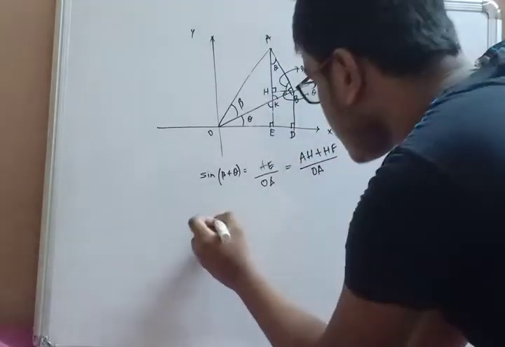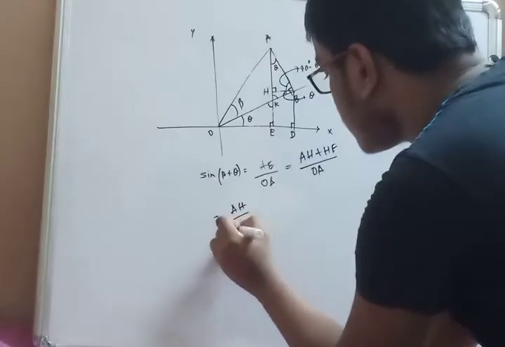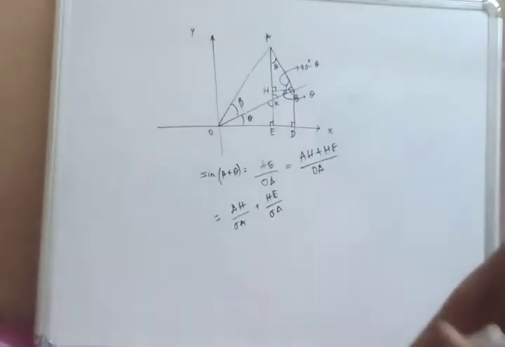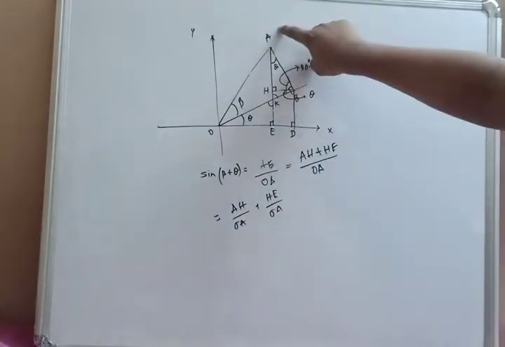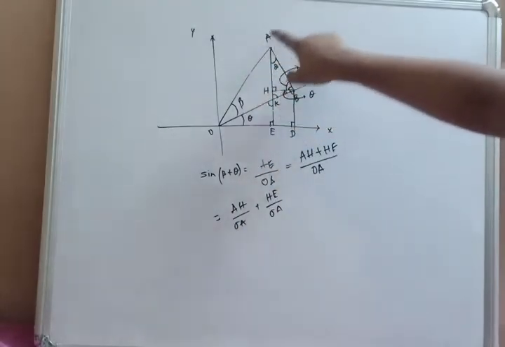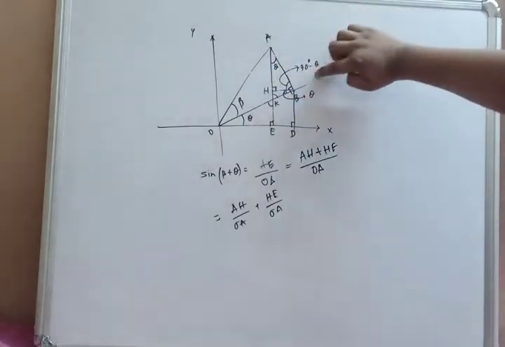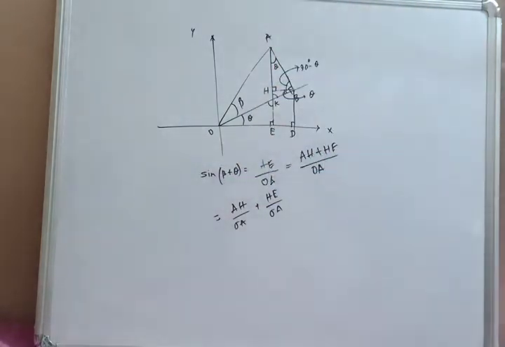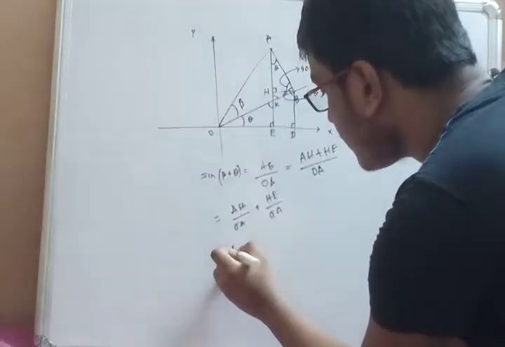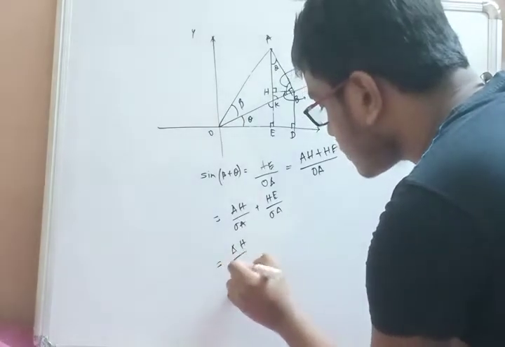Now let's separate out. Now see AH. What is AH? This AH. Now in triangle AHB and AOB, what is the common side? AB. Right. So let us divide and multiply by AB. Let's see what happens.